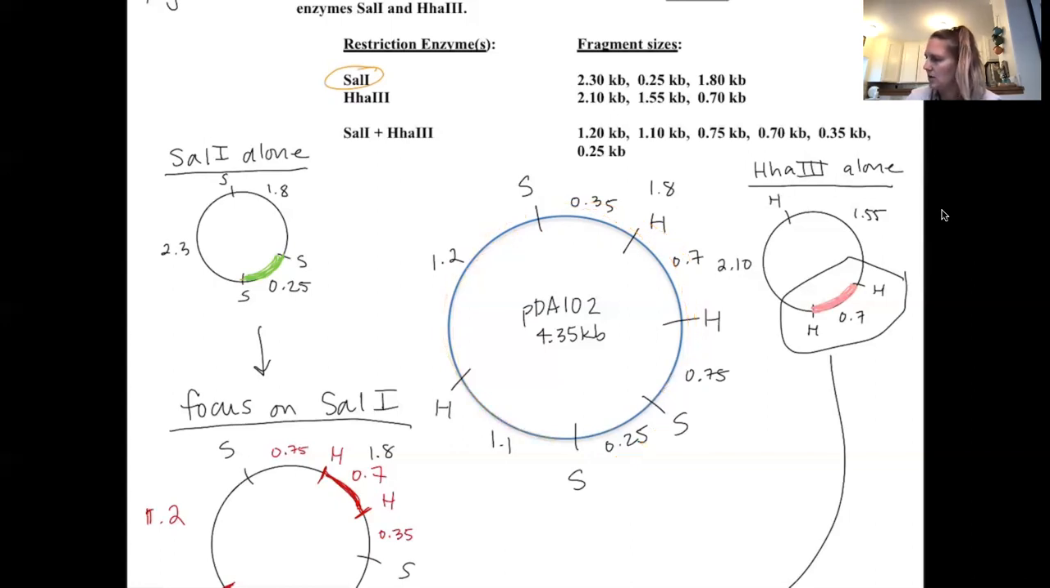So SAL's looking good. Now let's try our HHA again. So HHA is gonna give us our 0.7. And then let's see what this adds up to. We have 0.35 plus 1.2, which is gonna give us our 1.5. And then over here, we're hoping that that'll add up to our 2.1. 1.1 plus 0.25 plus 0.75 will give us our 2.1. So that seems to be the correct plasmid map.